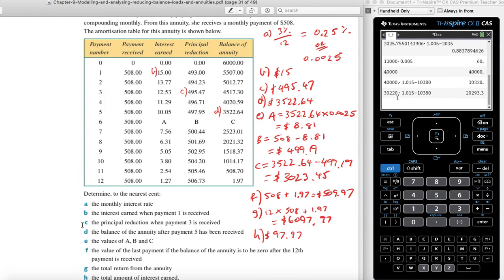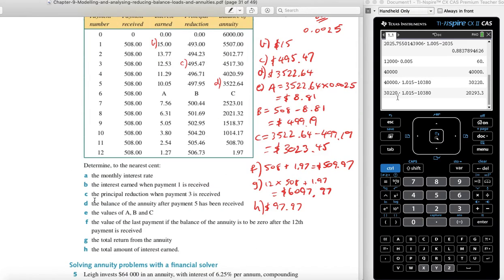Part C, the principal reduction when payment 3 is received. So here's payment 3, principal reduction, just look at the table, $495.47. Part D, the balance of the annuity after payment 5 has been received. So here's payment 5, the balance is just that amount. Bingo. And then we get into some work that you have to do, the values of A, B and C.